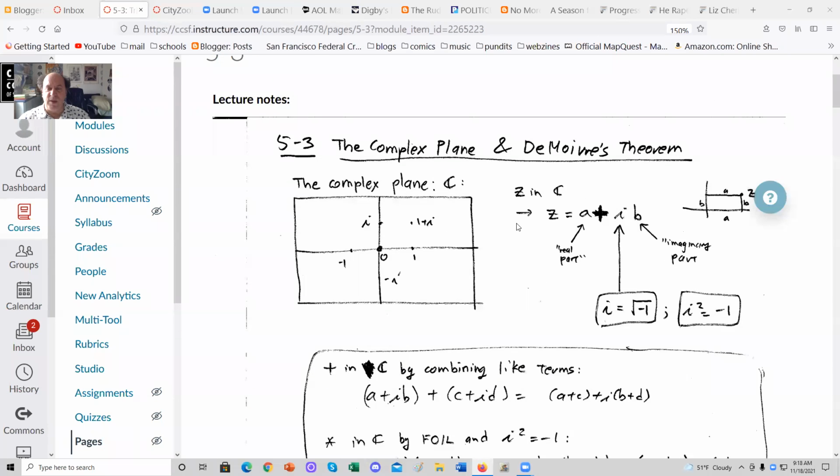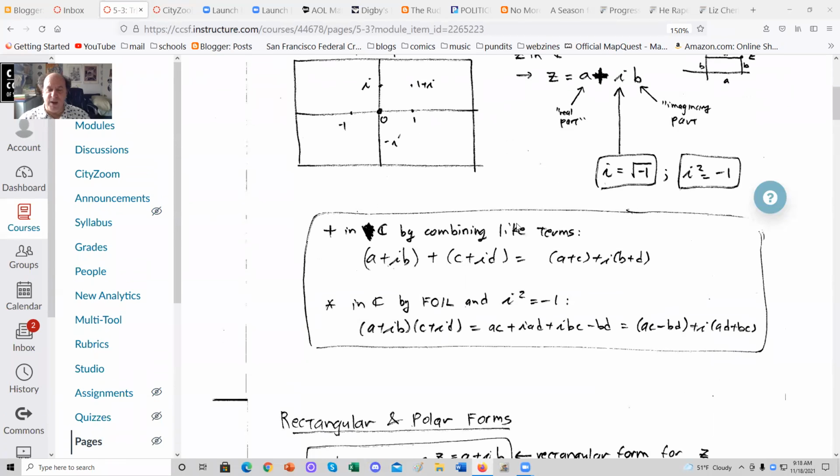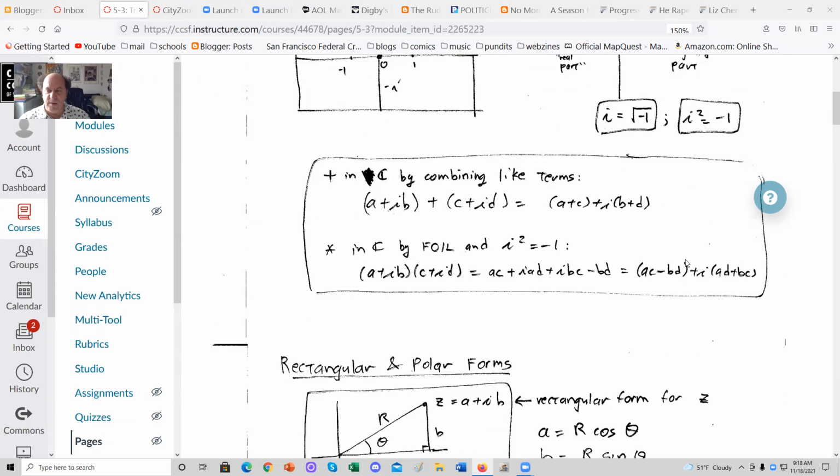The complex numbers have an arithmetic. You can add, subtract, multiply, and divide. You add them by combining like terms. a plus ib plus c plus id: you add the real parts, a plus c, and you add the imaginary parts, i times b plus d.